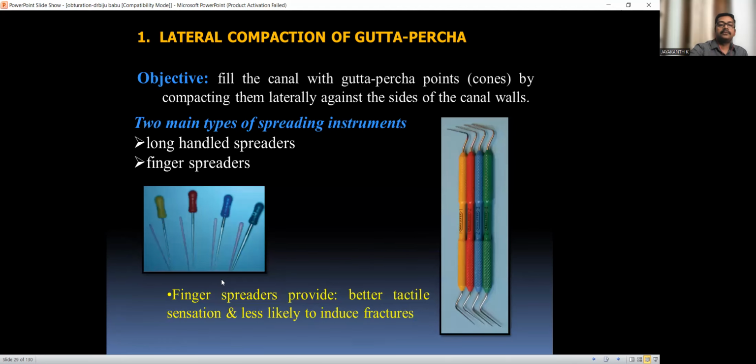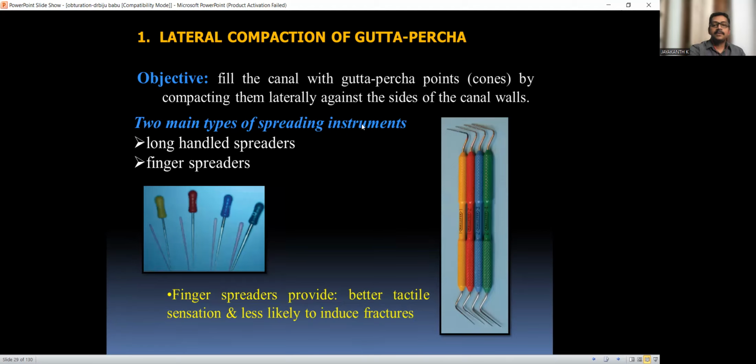Now let's move into the details of these techniques. The first one is lateral compaction of gutta percha. It is one of the most commonly employed techniques by clinicians. The objective is to fill the canal with gutta percha points or cones by compacting them laterally against the sides of the root canal walls.